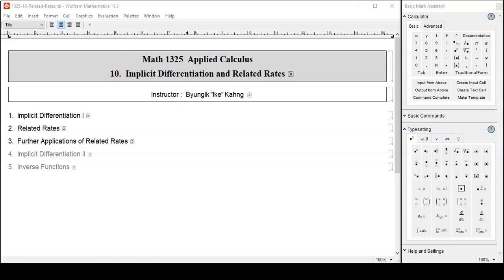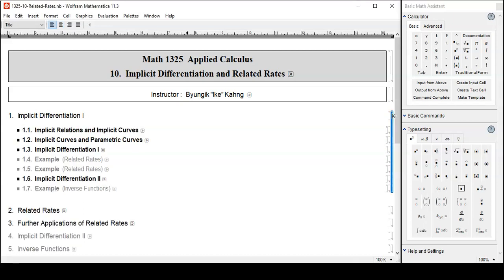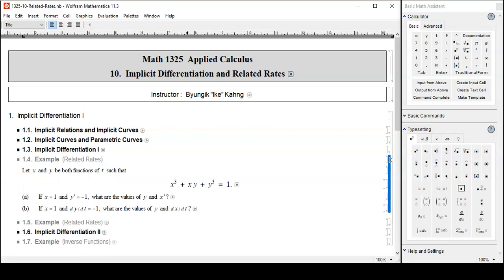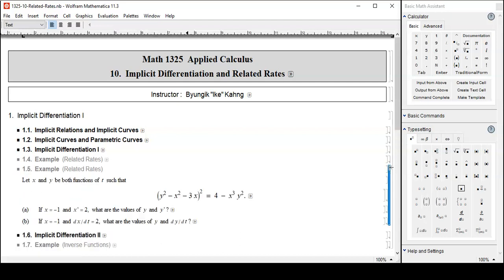Hello students, welcome back. Previously, we went through this example problem using French notation, x prime and y prime. Now let's do a little bit harder problem, this one. And this time we are going to use German notation, dx dt and dy dt.